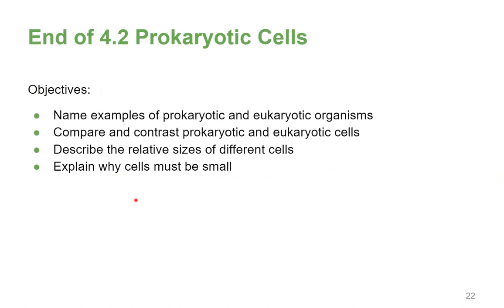All right, so that's the end of prokaryotic cells. So hopefully now you can name some examples of prokaryotic cells, like bacteria and archaeans, and eukaryotic cells like plants and animals. Hopefully you can compare and contrast especially the size of prokaryotic cells and the components. Describe the sizes of cells, and hopefully now you can describe why cells must be small.